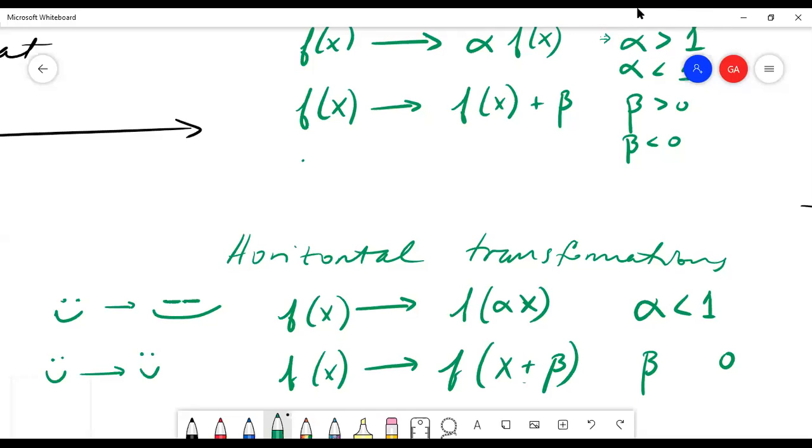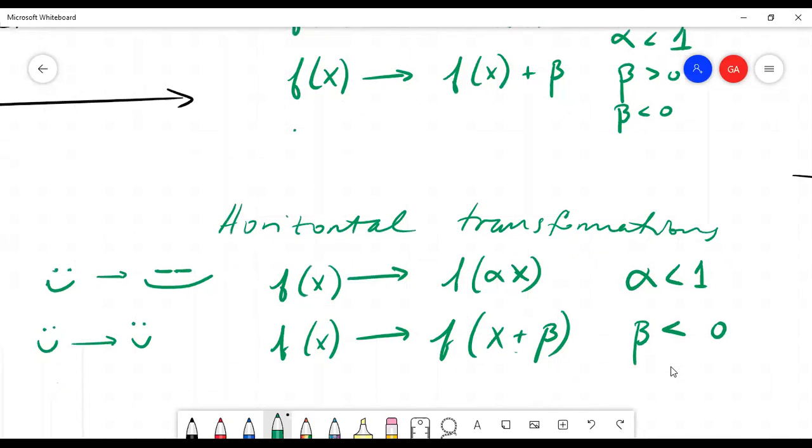Anyone? Well, we know it's going to be the opposite rule that it is for the y direction, right? And in the y direction, when beta is positive, the thing gets shifted in the positive y direction. So here, when beta is negative, the thing will get shifted in the positive x direction.